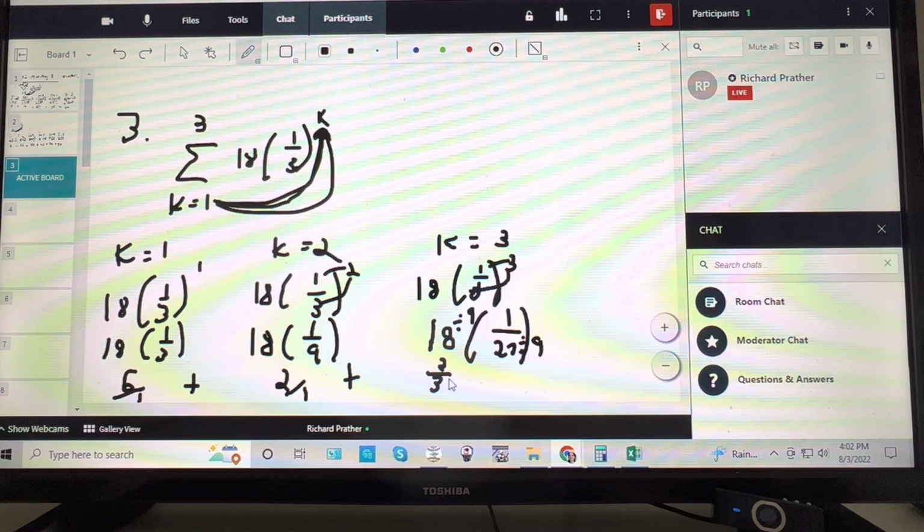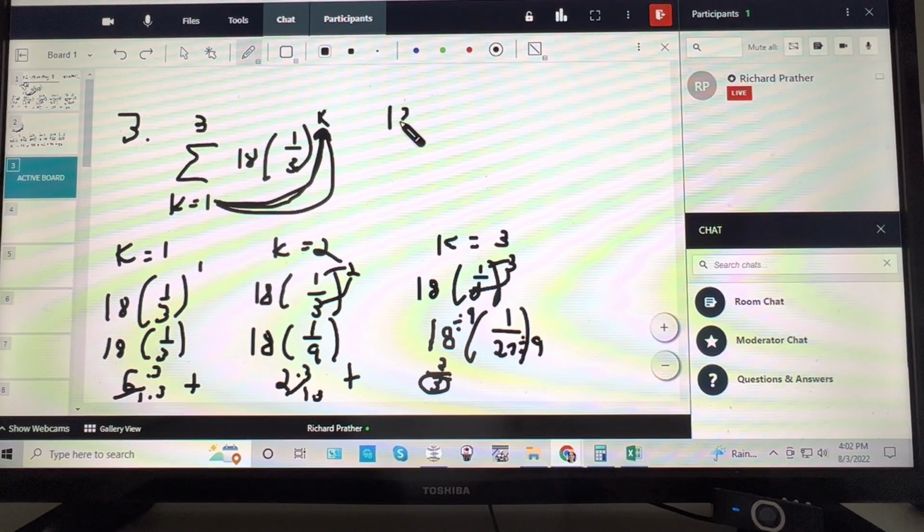and we just need them to all be over 3. So multiply by 3 over 3, 3 over 3. 6 times 3, I'll get 18 over 3 for the first one, and then 6 over 3 for the second one, and the third one's already over 3, so 2 over 3.